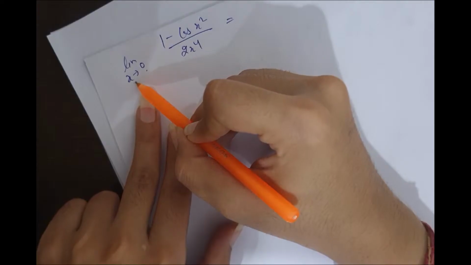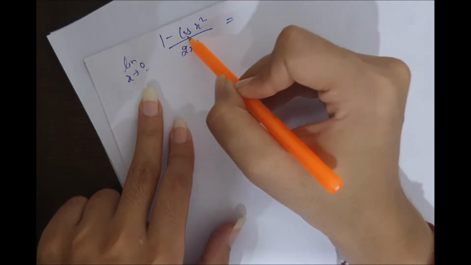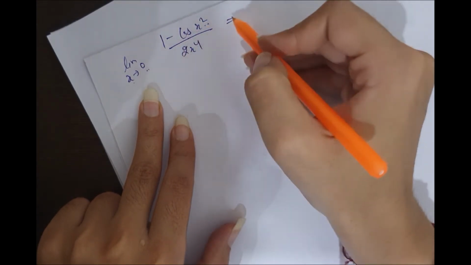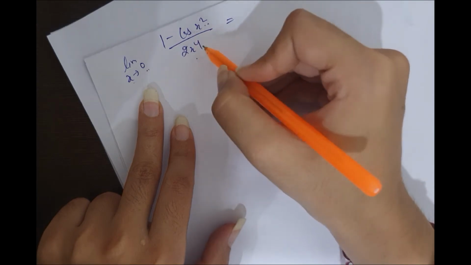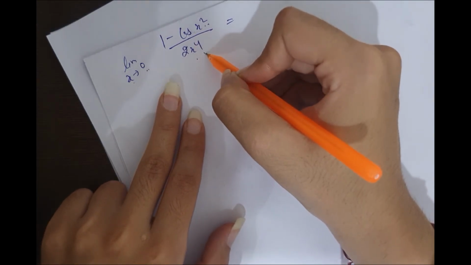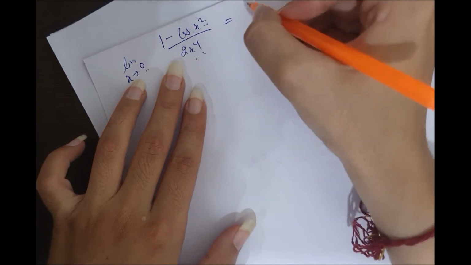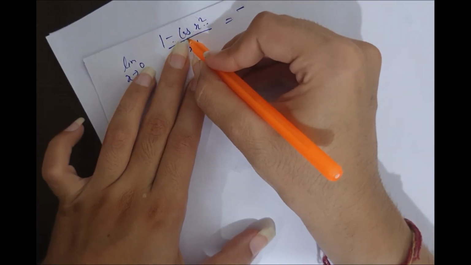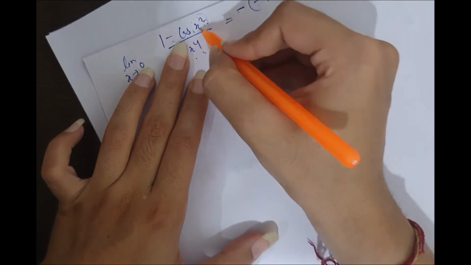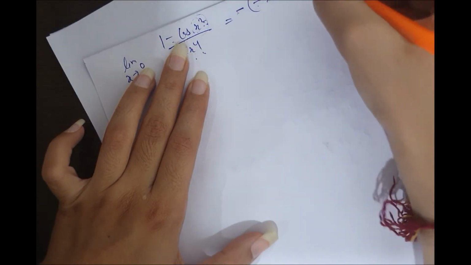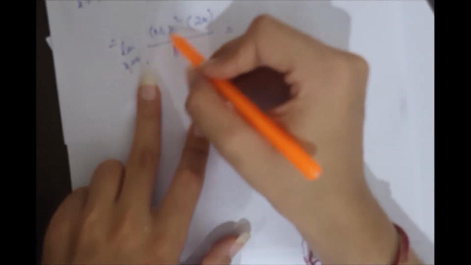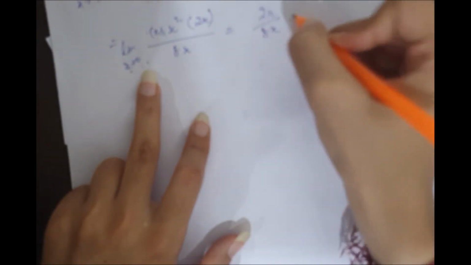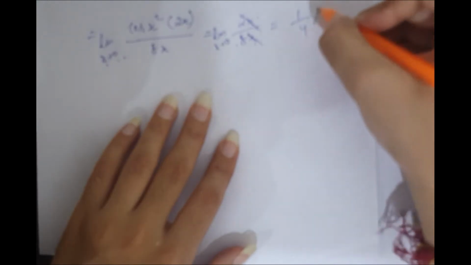This is the function. If we apply limit x approaching 0 here, cos 0 will be 1. So 1 minus 1 will be 0. So it will come out to be 0 by 0 form. For that we have to apply L'Hospital rule. Now differentiate it. This is minus cos x from minus, and differentiation of cos x is minus sin x. Cos square differentiation is 2x. Now again put limits. Cos 0 is 1. So it will be 2x upon 8x. We are only left with 1 by 4.